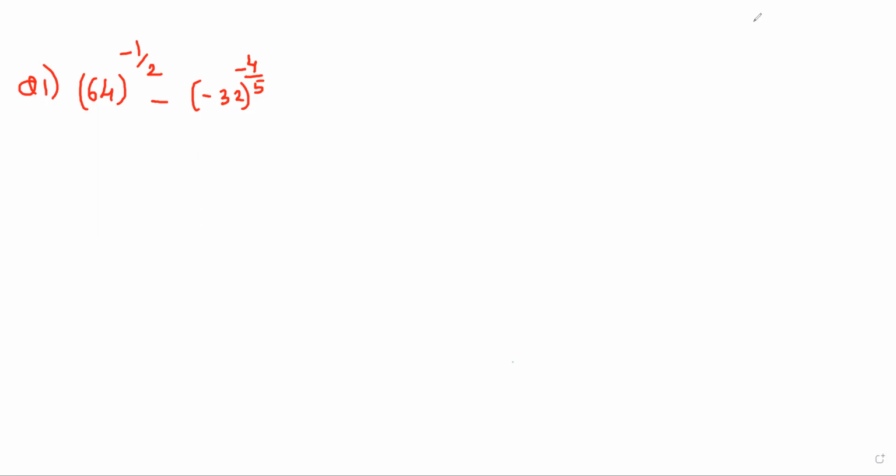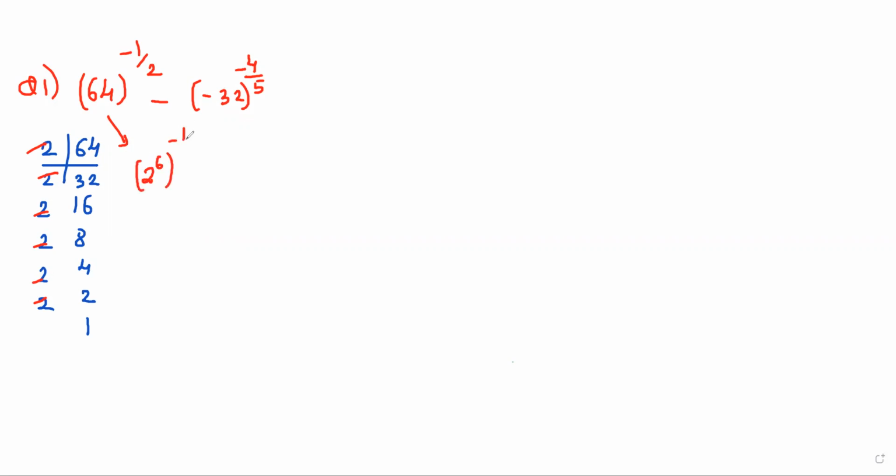Yes, what's the answer? 3 by 2, sir. Okay, let us do it. 64 I'm going to divide with 2 now. This will be 32, then 16, then 8, then 4, then 2, and then 1. So how many? 1, 2, 3, 4, 5, 6. That means 64 can be written as 2 to the power of 6.